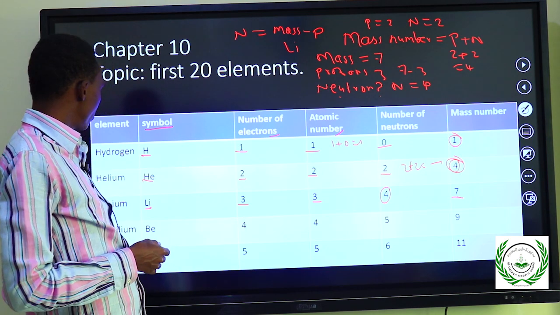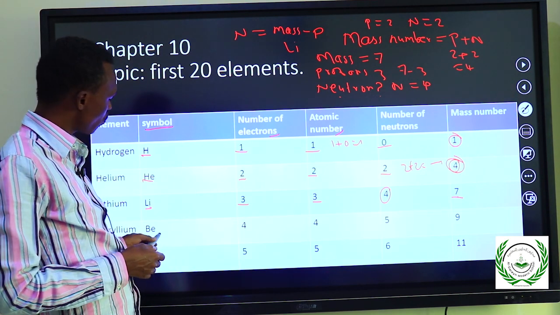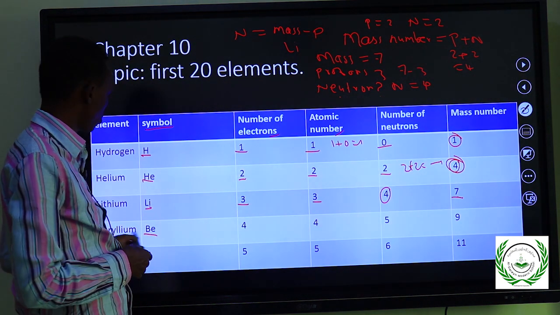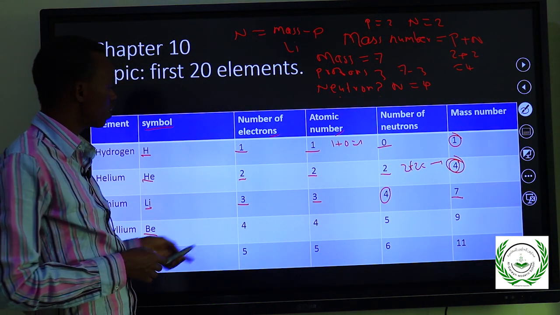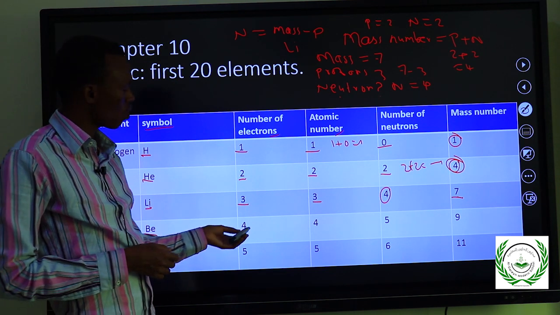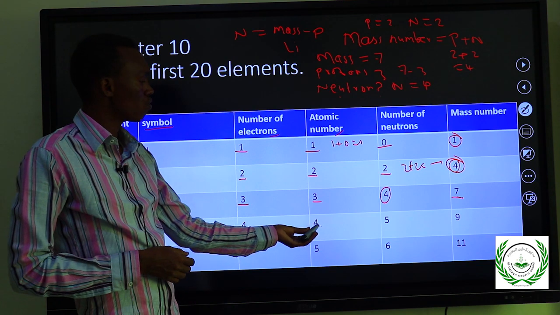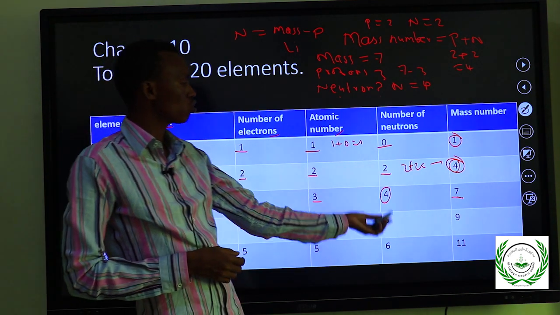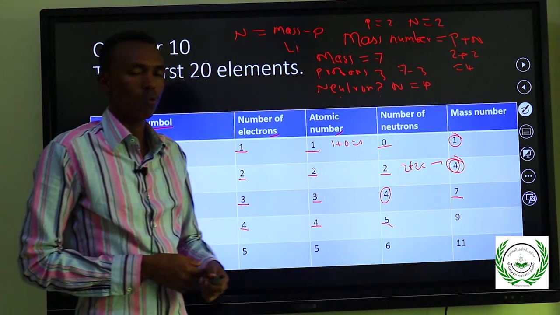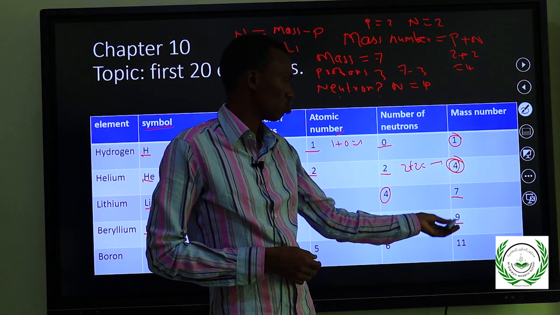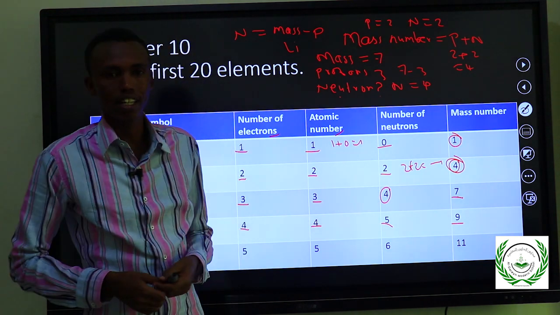The next one is beryllium. The symbol of beryllium is Be. Okay, so beryllium has 4 electrons, the number of protons is 4, and the number of neutrons is 5. So 4 plus 5 is 9. Okay, so this is the mass number of beryllium.